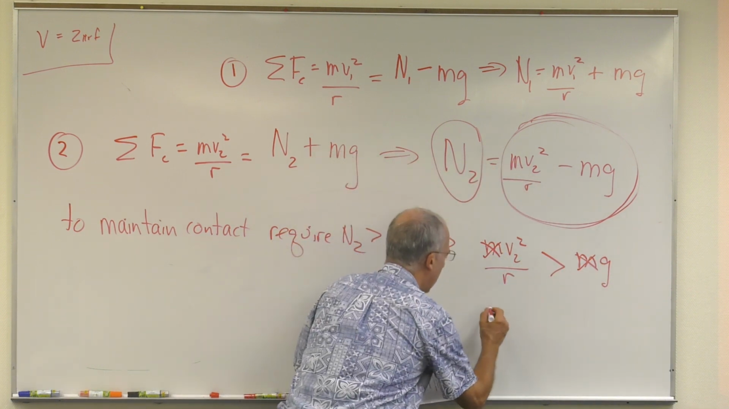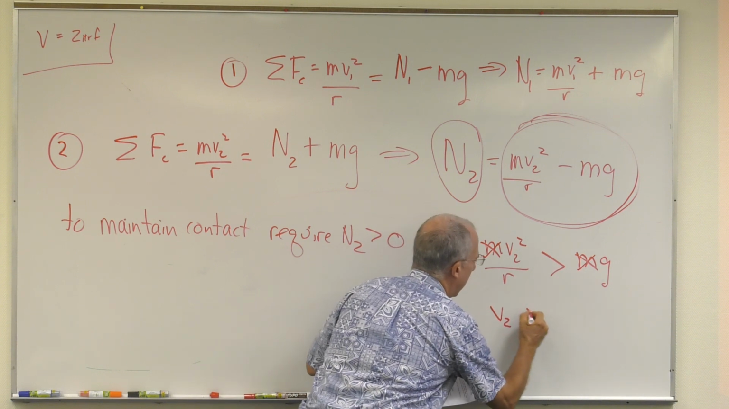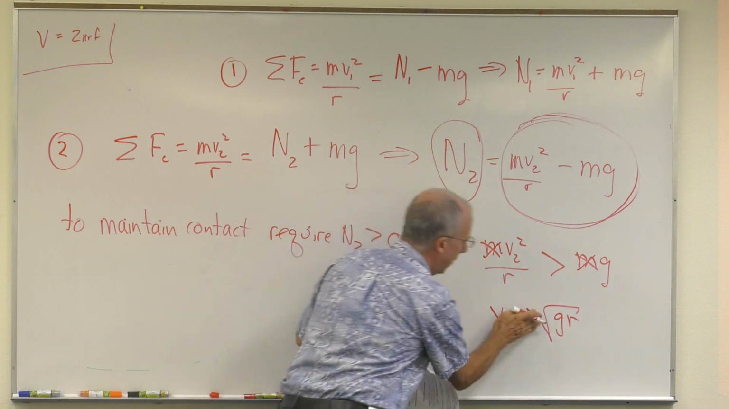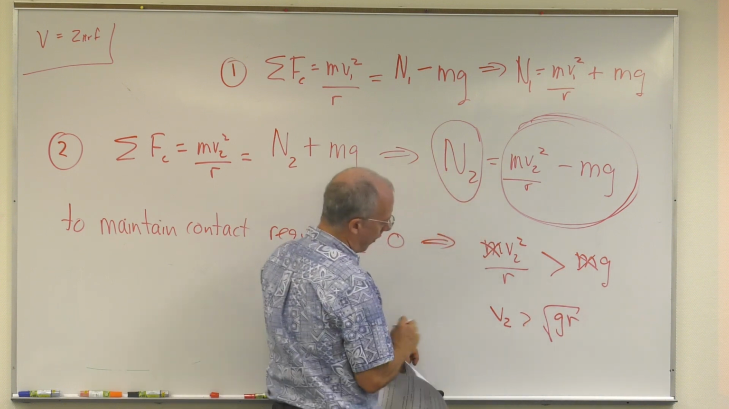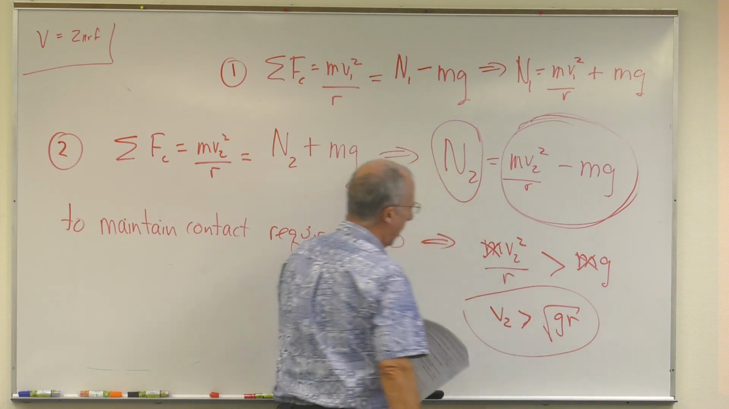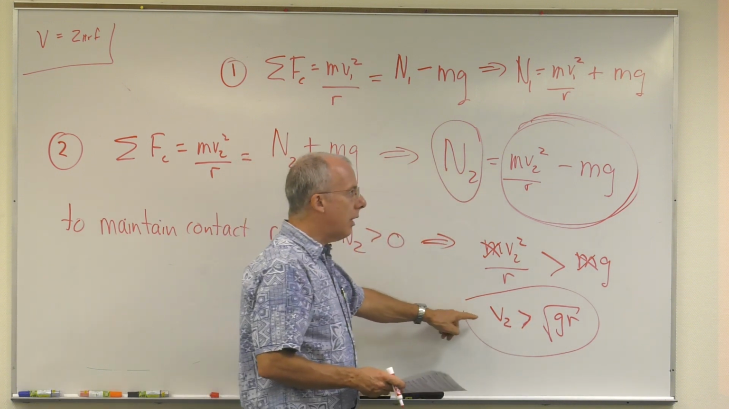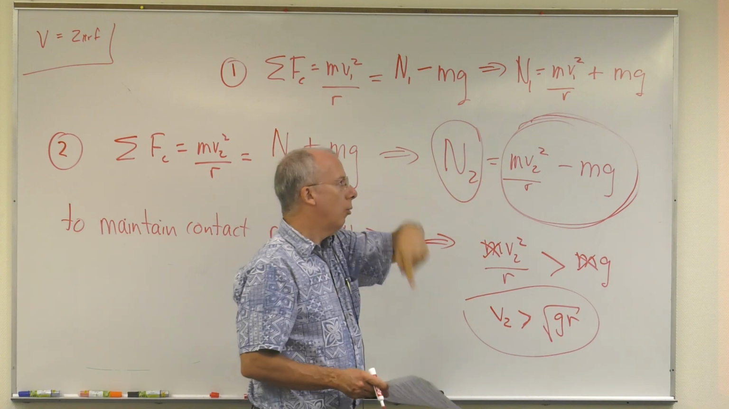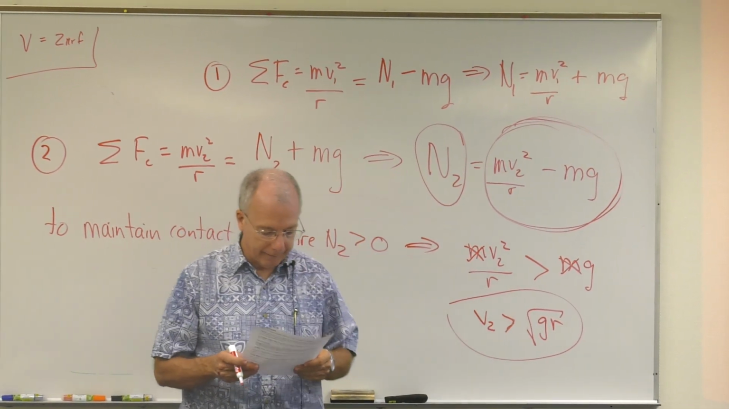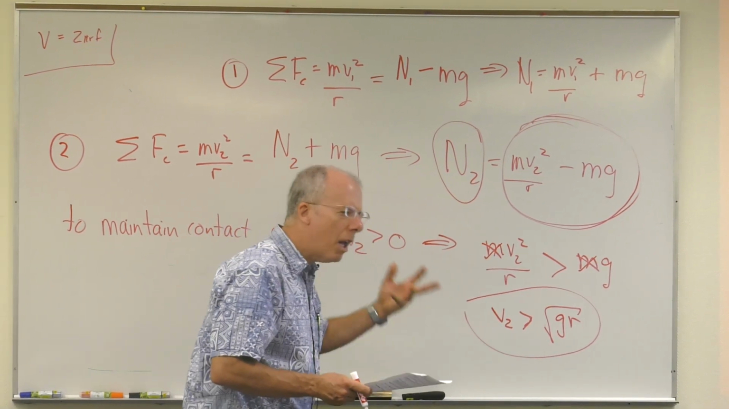So therefore, v squared is greater than gr. Of course, we take a square root. I skipped a step, hope you don't mind. Multiply both sides by r, take the square root. So there you go. The velocity at the top of that ring has to be greater than the square root of gr. Simple as that. And it doesn't depend on mass.